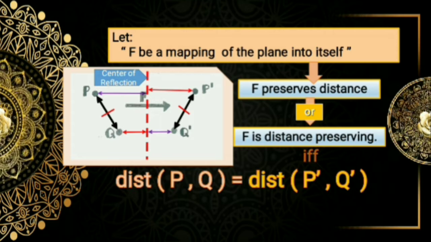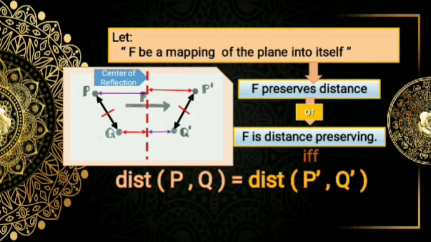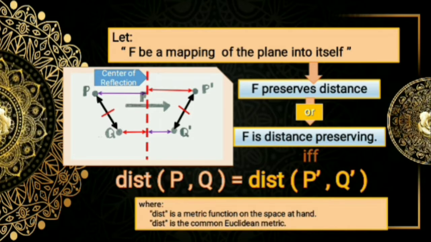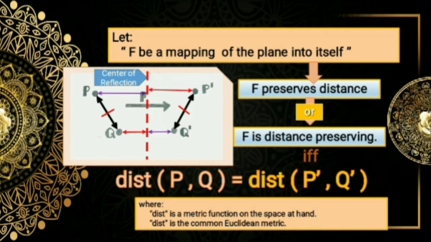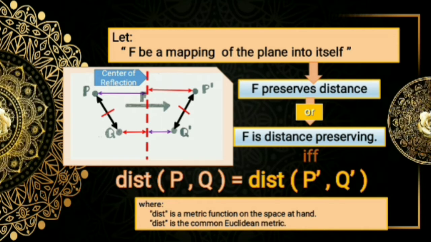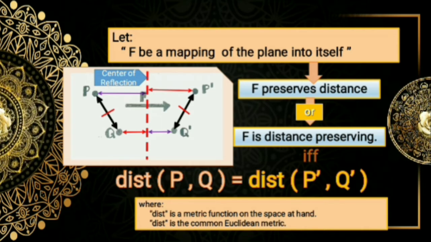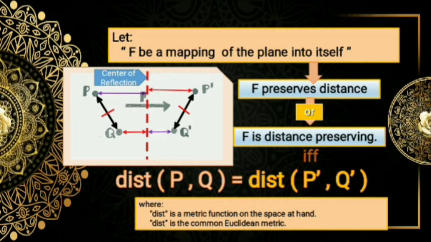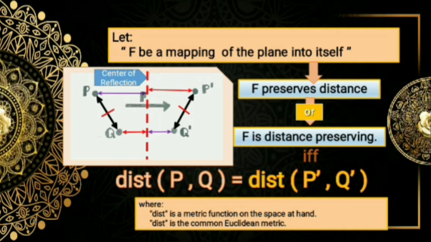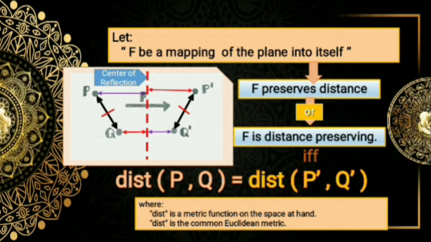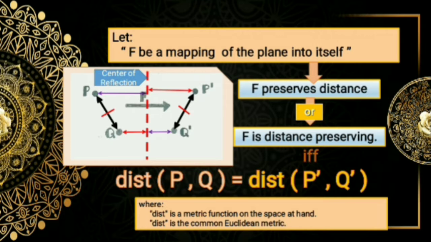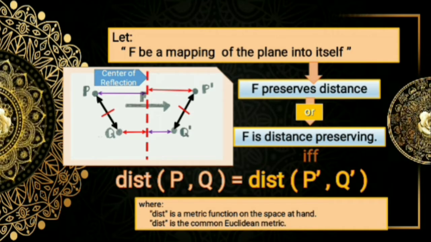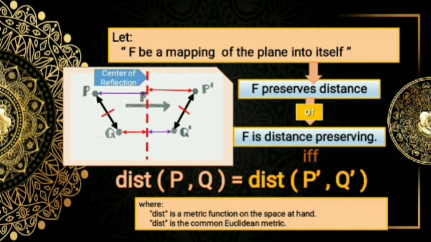So, going back, those 2 distances are equal if F preserves distance or F is distance preserving, where distance is a metric function on the space at hand, and in the context of plane transformation, dist is the common Euclidean metric. Take note that a transformation that preserves distance is also bound to preserve angles, and so we can say that F is an isometry when this is the case. We can also say that the measures of the distance of the points is the same under the mapping F. Now we have a brief understanding about isometry and its transformations.